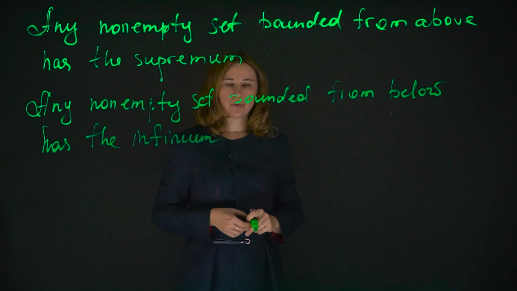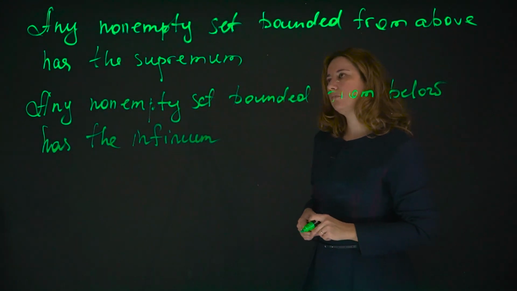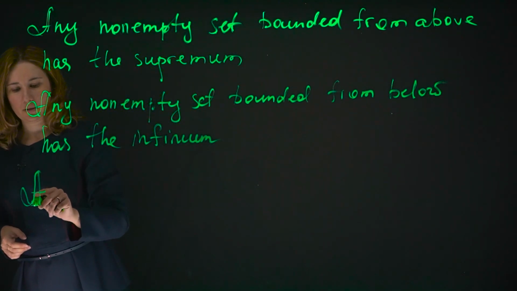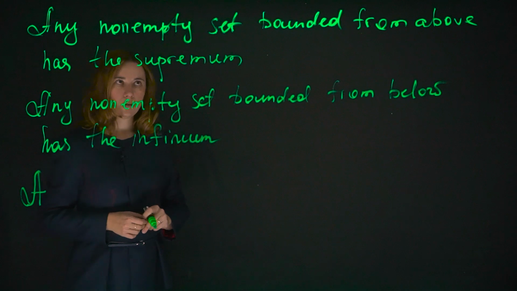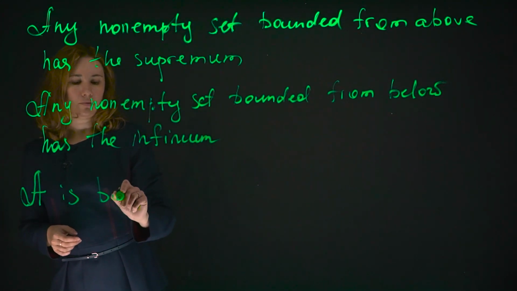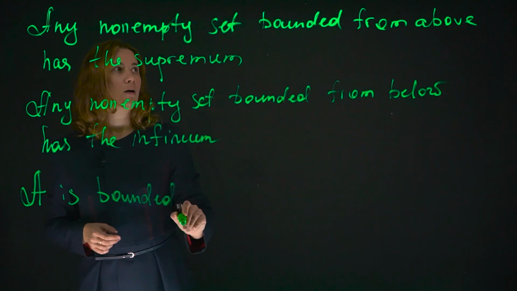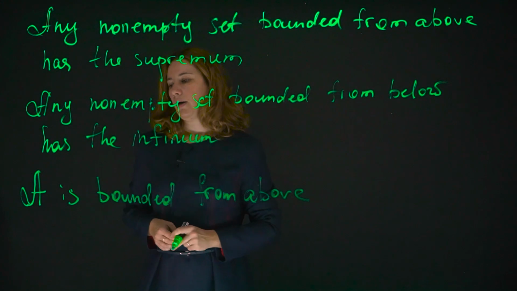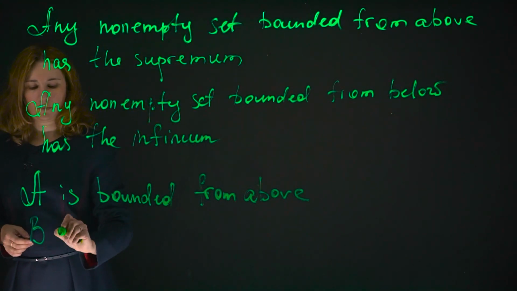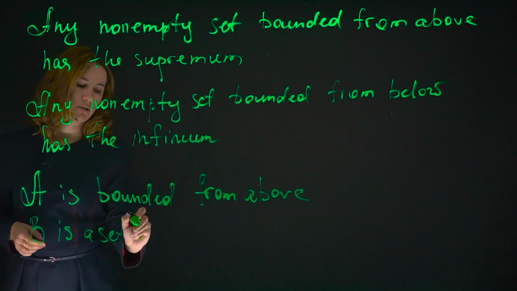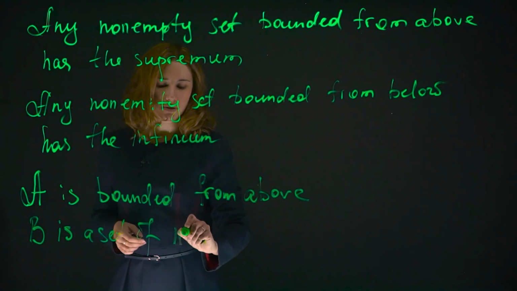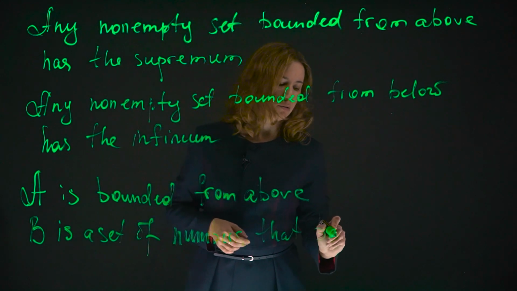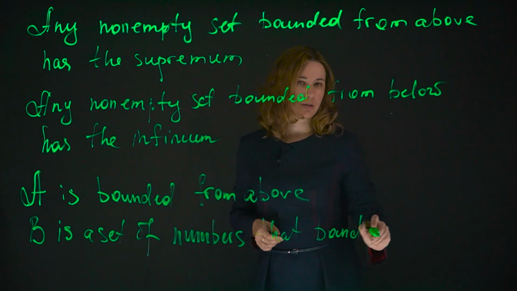Now let's try to prove these two statements. Well, let the set A be bounded from above, and B is a set of numbers that bound our set A.